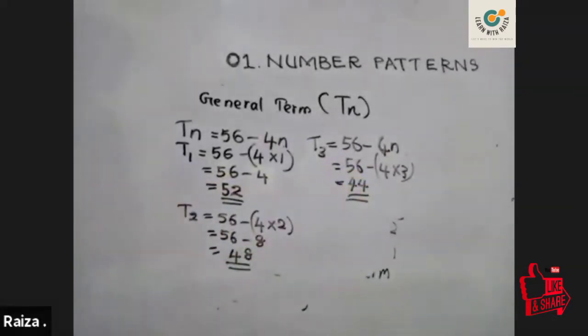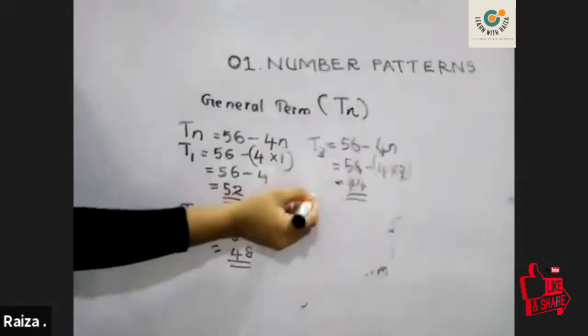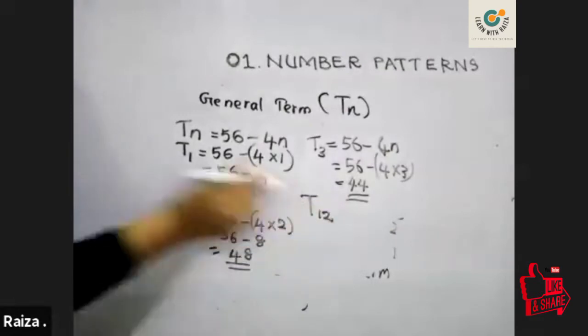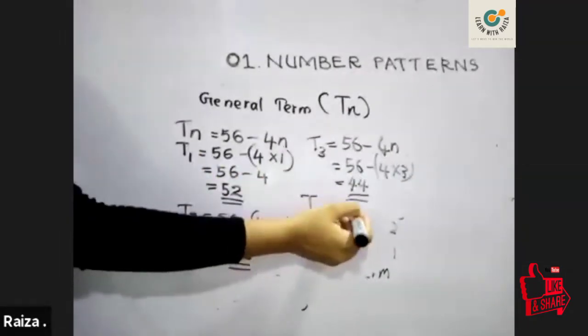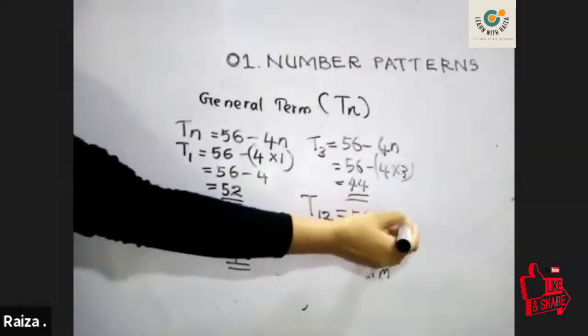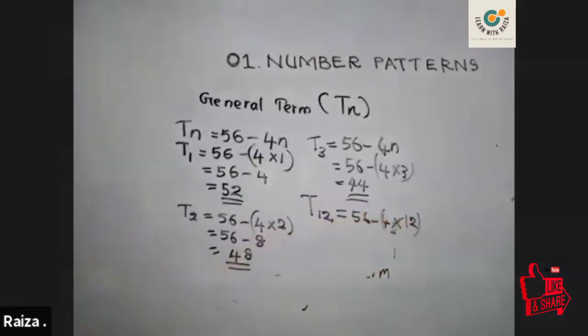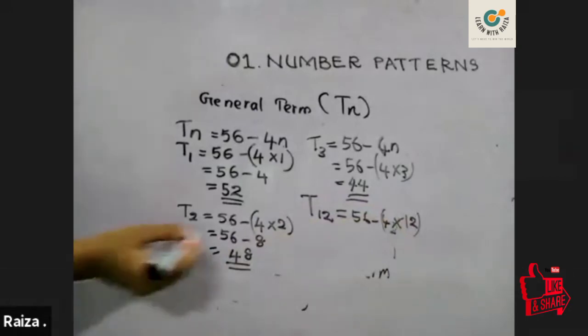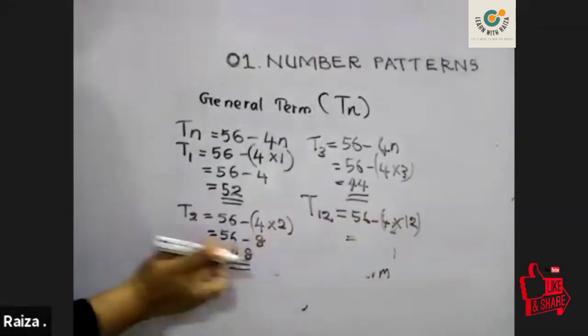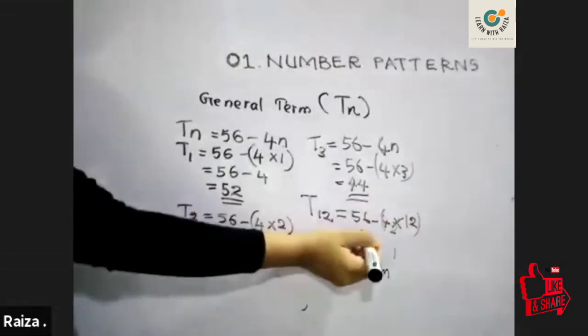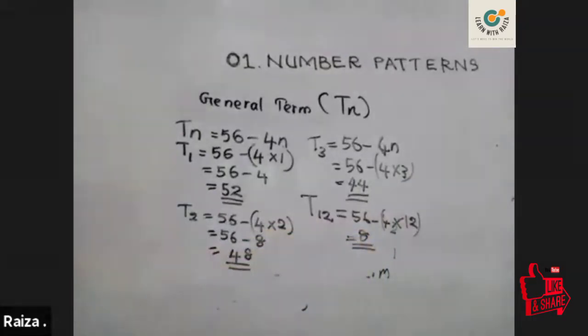See how easy it is. And if you want to find another term, for example, let's say the 12th term, no worries. Instead of n, put 12. And here 56 minus 4 times 12. What is 4 times 12? 4 times 12 is 48. So 56 minus 48, what do you get? 56 minus 48 is 8. The 12th term will definitely be 8.